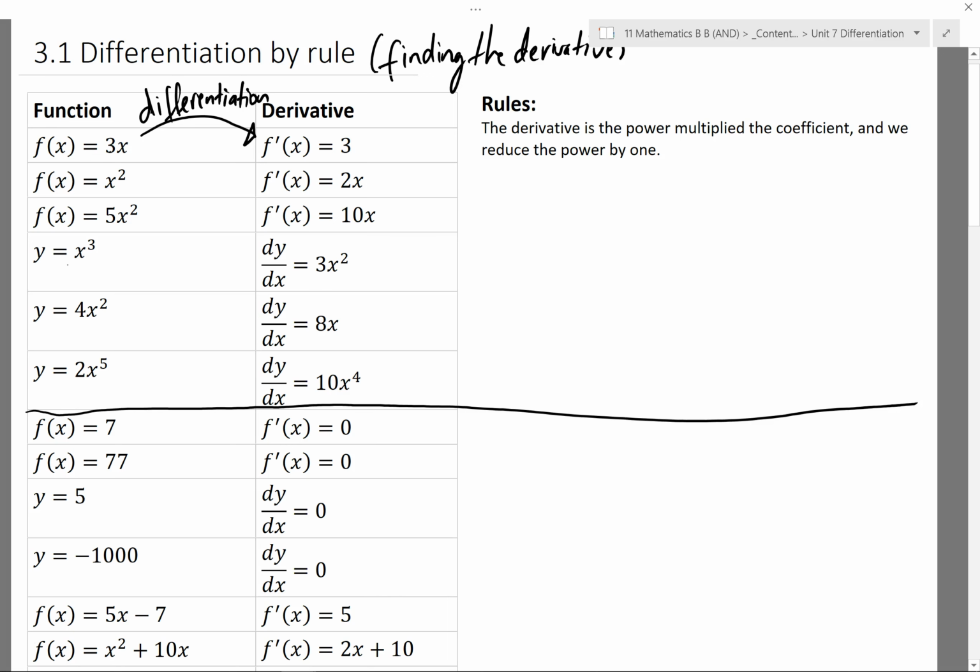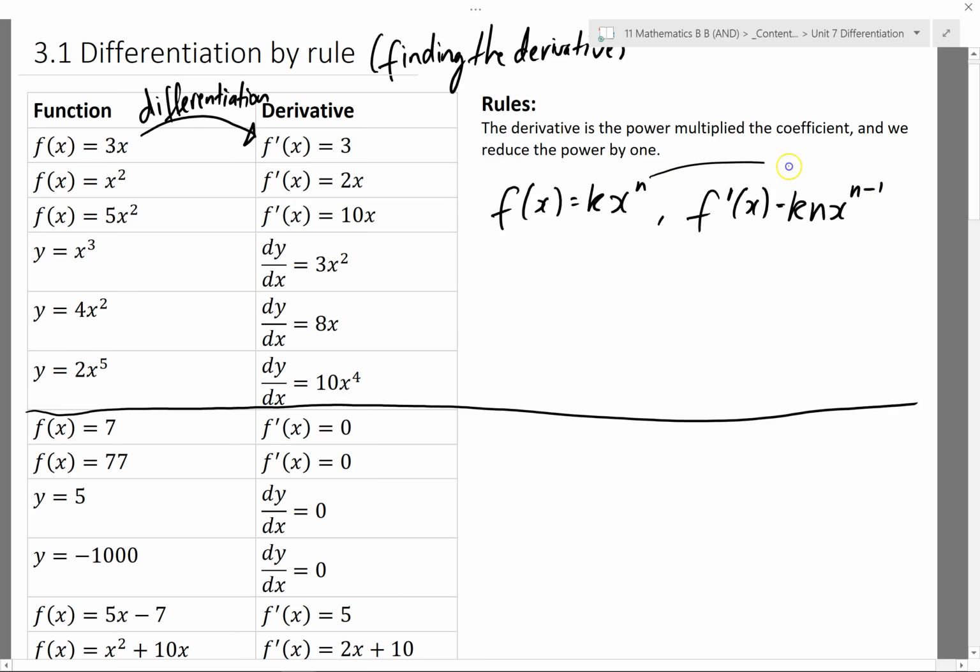So the general rule here is that if my function is some constant k x to the power n, then my derivative, note that there's a little dash here, is going to be k times n, so coefficient by the power, and x will have a power 1 less than what it was. So whatever the power was, we'll reduce it by 1.